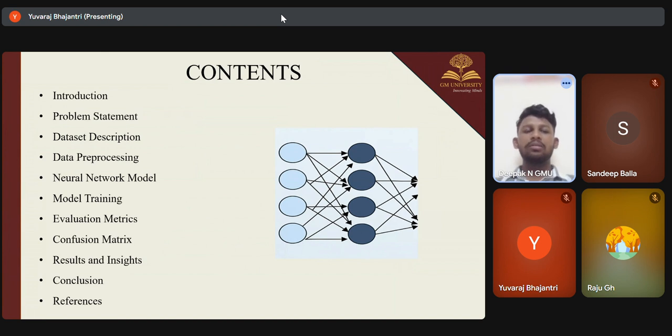We are going to discuss introduction, problem statement, dataset description, data processing, neural network model, model training, evaluation metrics, confusion matrix, results and insights, conclusion, references.